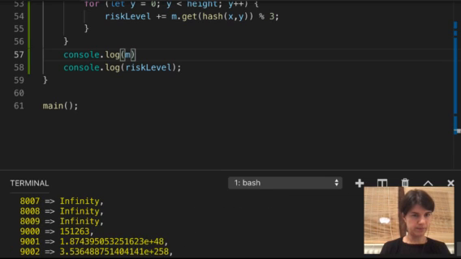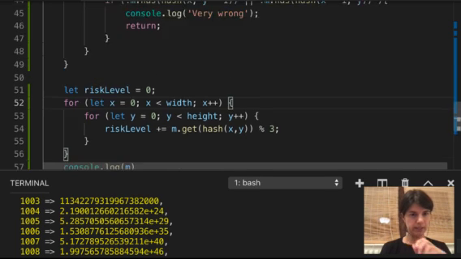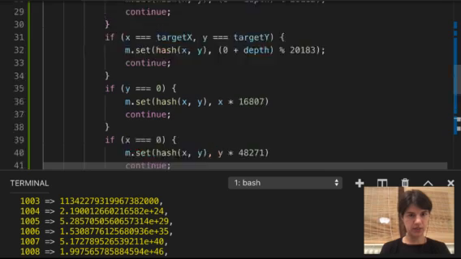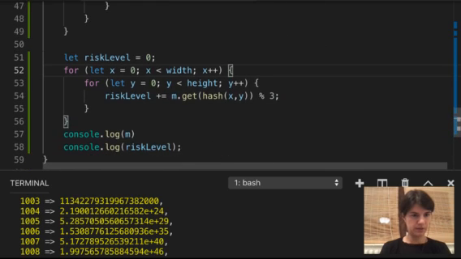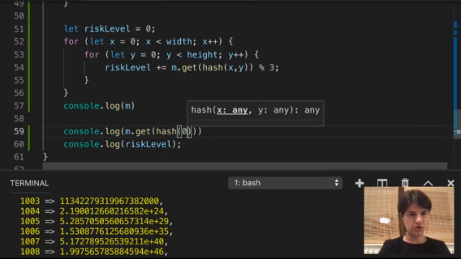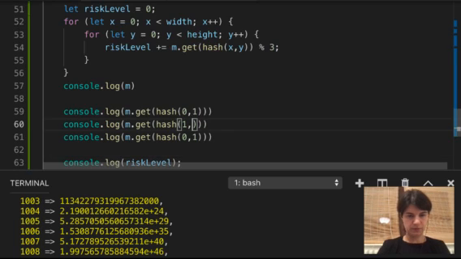Oh, these are really, whoa, how do I get these really off numbers? Wait, are they maybe really big? Could they be really big? Am I forgetting to modulo with something? So I want to console.log m.get hash of 0, 1, of 1, 0 and of 1, 1. What are these three numbers? It's 48, 16 and then a large number.